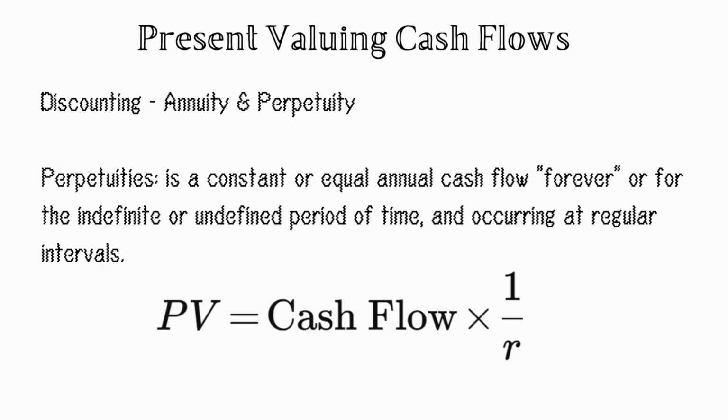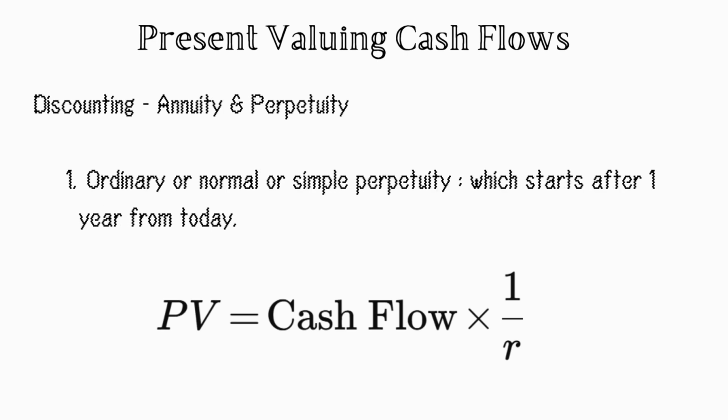Perpetuities. A perpetuity is a constant or equal annual cash flow forever or for the indefinite or undefined period of time and occurring at regular intervals. Here's the formula. Perpetuity is equal to the cash flow into 1 over r, where r is the cost of capital or real discount rate. Perpetuity can be of following types. Number one is the ordinary or normal or simple perpetuity, which starts after 1 year from today and which is calculated as cash flow into 1 over r, where r is the cost of capital or real discount rate.